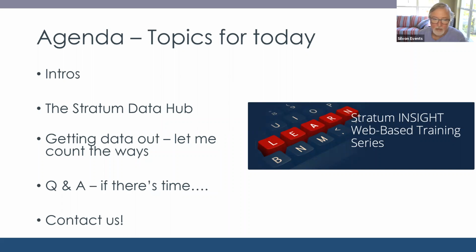So with that, I'll talk just real briefly about the Data Hub and how we're transforming Stratum into not only a database that you use our stuff to get data out of and use our stuff to get data into, but how you can get additional information into Stratum. And then today, what we're going to focus on is the ways to get data out of Stratum. And then hopefully, if we have some time, Q&A.